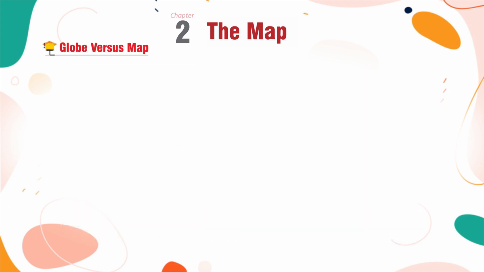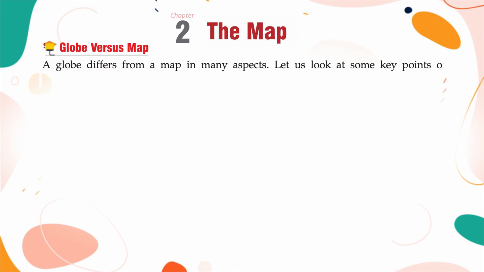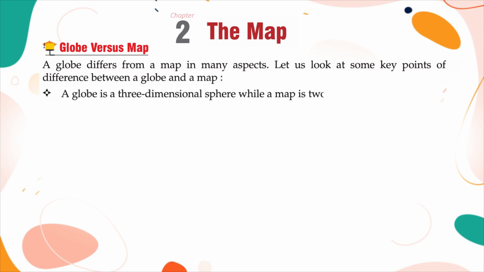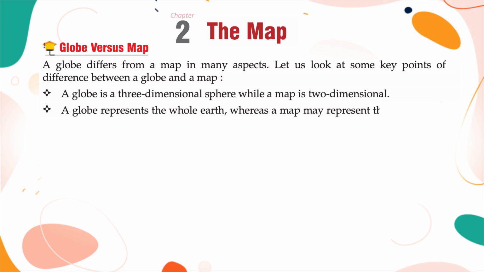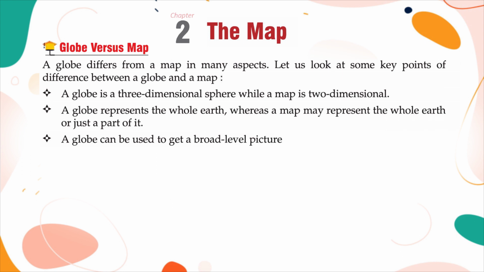Globe versus map. A globe differs from a map in many aspects. Let us look at some key points of difference between a globe and a map. A globe is a three-dimensional sphere while a map is two-dimensional. A globe represents the whole Earth, whereas a map may represent the whole Earth or just a part of it. A globe can be used to get a broad level picture of the world, while a map provides more specific information about different places.